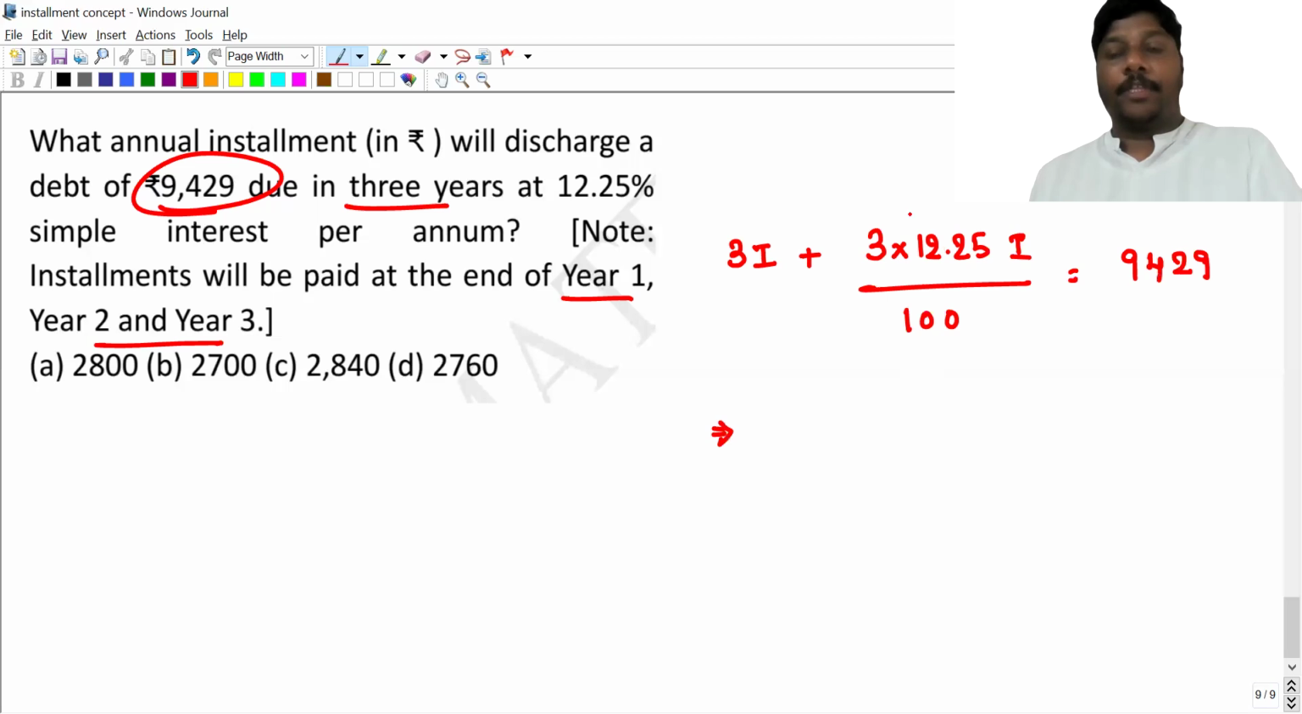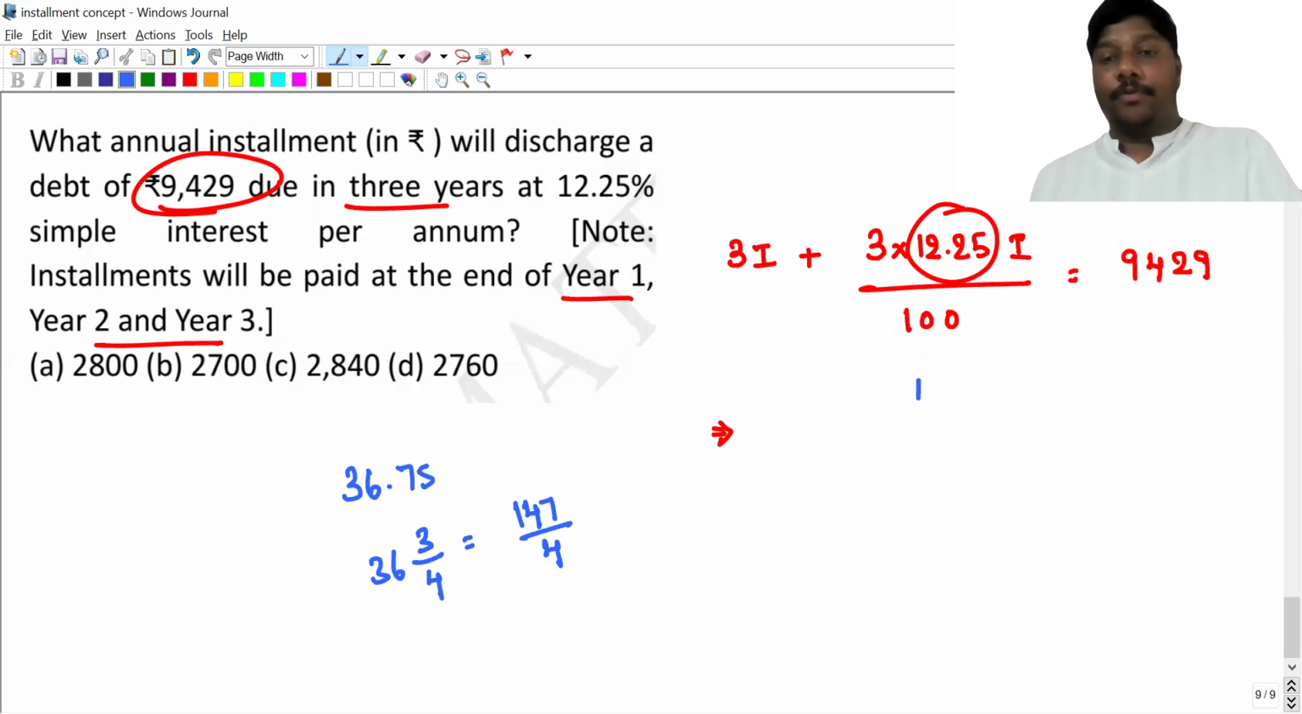మీరు తీసుకున్నా ఓకే, లేకపోతే దీన్ని కొంచెం సింప్లిఫై చేసి తీసుకున్నా ఓకే. సింప్లిఫై చేసి తీసుకుంటే ఎలా ఉంటుందో చూడండి. 3 into 12 అని అంటే 36.75. 75 అనేది 3/4. You can take it as 144 + 3, 147/4. దీన్ని మనం ఎలా రాసుకోవచ్చు?